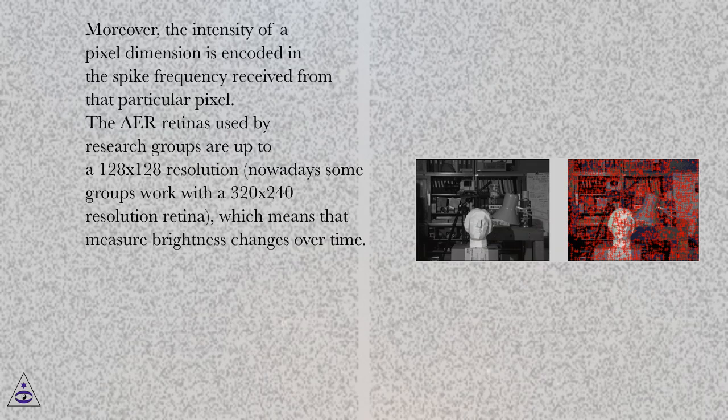Moreover, the intensity of a pixel is encoded in the spike frequency received from that particular pixel. The AER retinas used by research groups are up to a 128 by 128 resolution. Nowadays some groups work with a 320 by 240 resolution retina, which also measures brightness changes over time.